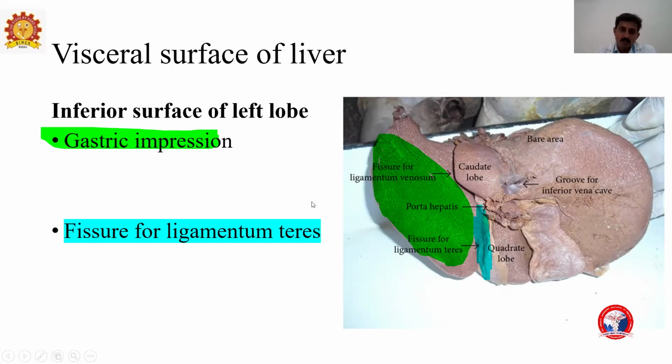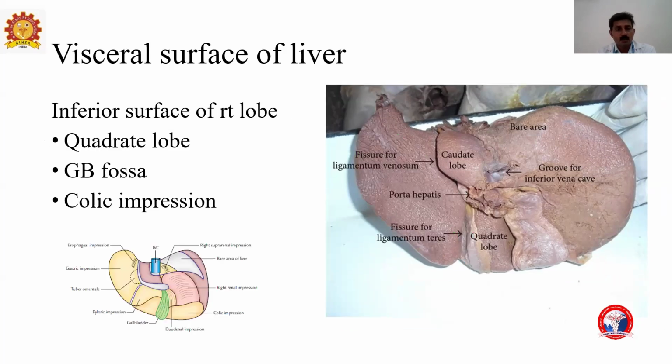Next point, what is the point? Fissure for ligamentum teres. We have discussed it a number of times in the same class. Fissure for ligamentum teres hepatis has the remnant of the left umbilical vein. Also, we have the lobes. What is C above, Q below? This lobe is called the caudate lobe. This is called the quadrate lobe.